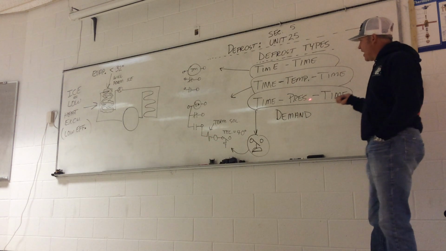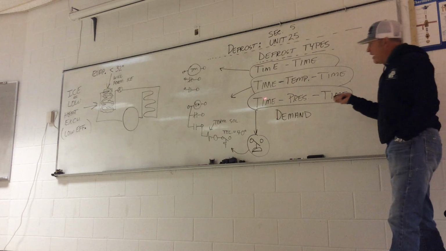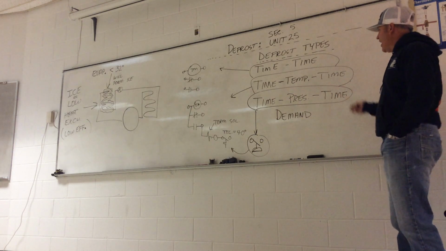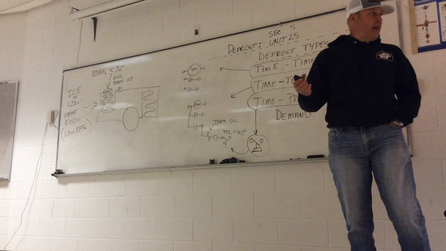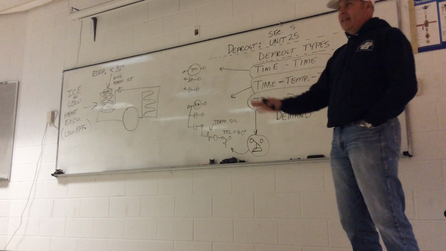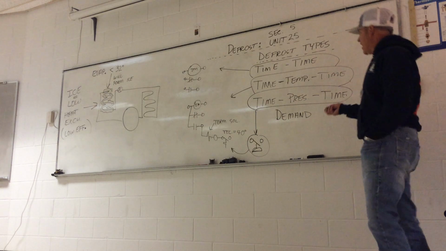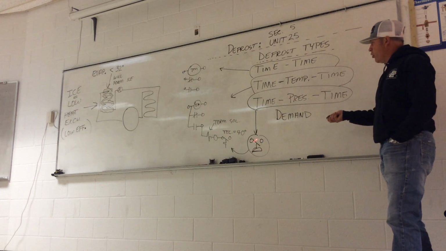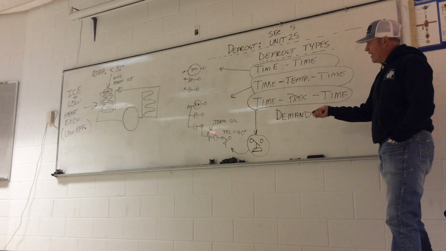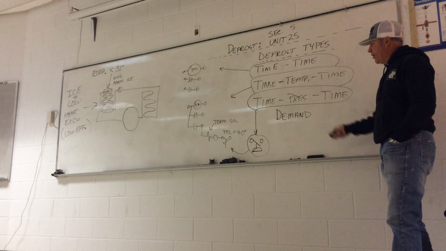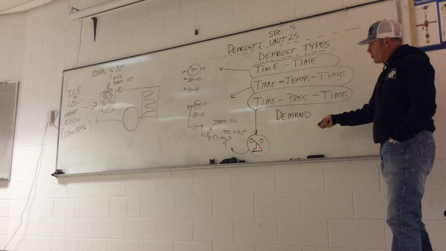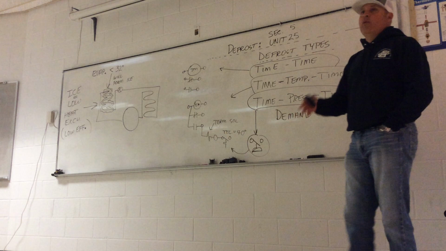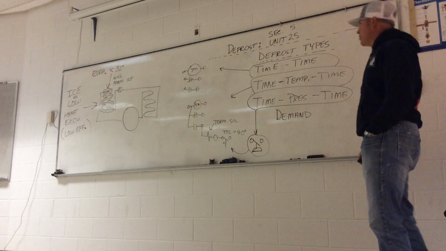Okay? Now, time pressure time is a special clock. It actually is going to have a set of bellows on the bottom of it and a capillary tube that goes and connects to the low side. So I have it drawn here to a low pressure control, but this low pressure control is built in as the termination solenoid. So instead of having a termination solenoid, this pressure control is going to be what terminates defrost, the pressure control itself.